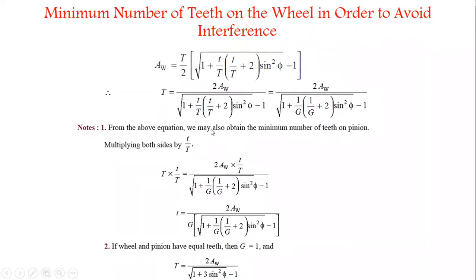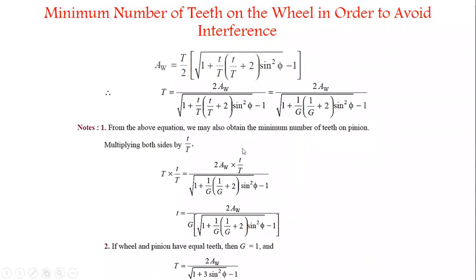Note, from the above equation we may also obtain the minimum number of teeth on the pinion. For that we will multiply both sides by small t divided by capital T, and now we get the small t value. Small t equals 2AW divided by G into the square root of 1 plus 1 divided by G into 1 by G.